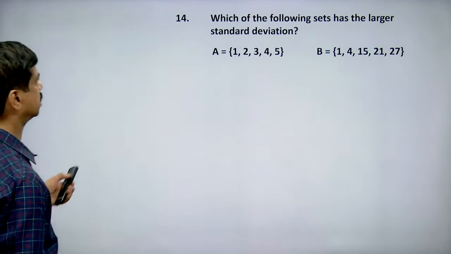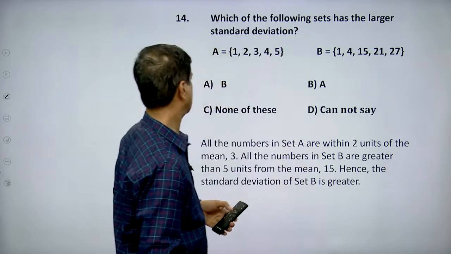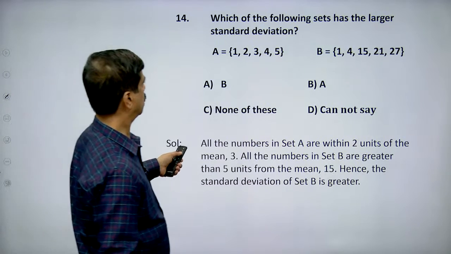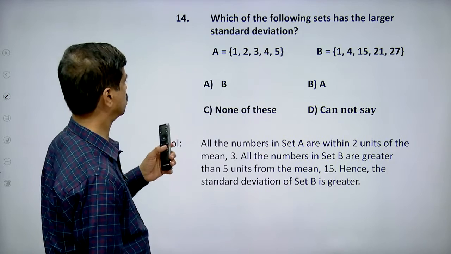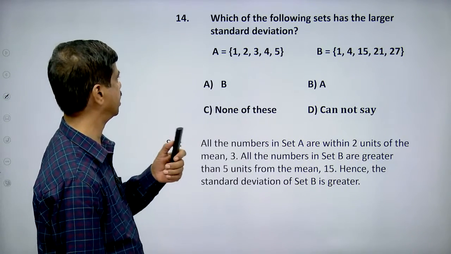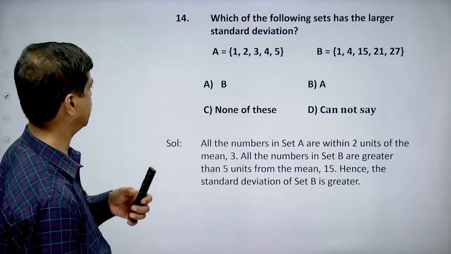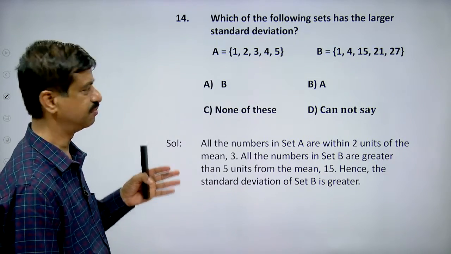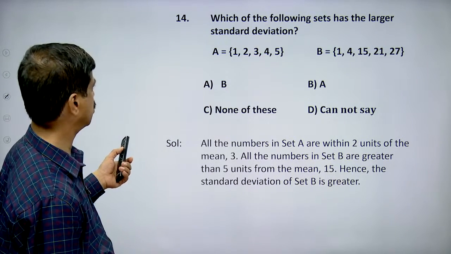Now next question children. Which of the following sets has the larger standard deviation? So in set A, we have 1, 2, 3, 4, 5. Set B, we have 1, 4, 15, 21, 27. So deviation is very high in B and very low in A. Deviation is very high, 1 to 27 you see. And in set A, you have 1 to 5.